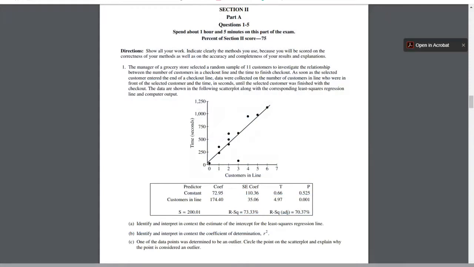B. Identify and interpret in context the coefficient of determination, r squared. All right, so the coefficient of determination is r squared, is that. There's our identification. Interpreting in context, so this is the amount of variation in the time that it takes to check out that's explained by the linear relationship or explained by differences in the number of customers in line.